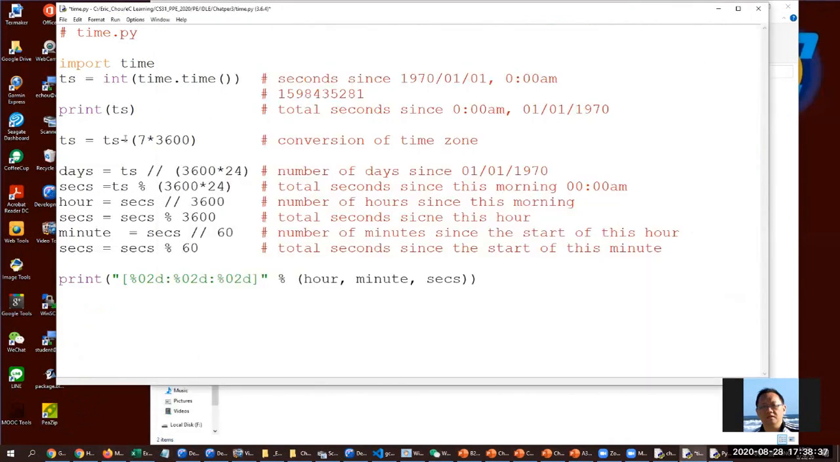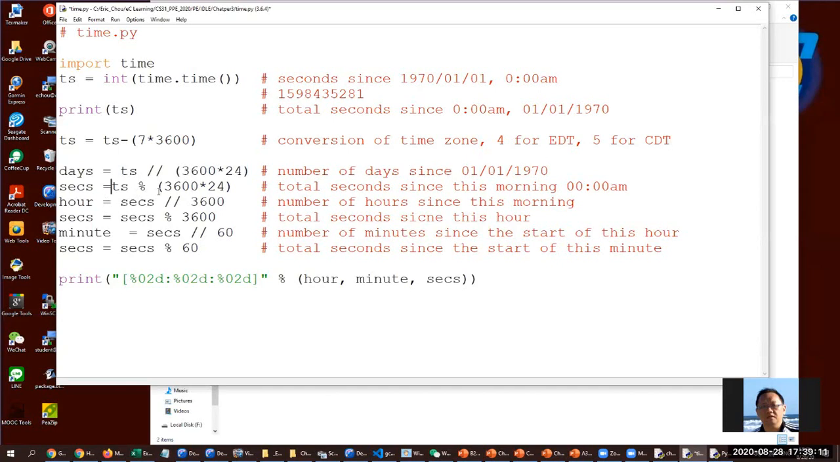So now let me continue. That's adjusting of the time zone. So please use 4 for Eastern Daylight Time, and then use 5 for Central Daylight Time, okay? So that's the total number of seconds from that day, okay? And then I divide it by the number of seconds. That will become the total number of days since that day, right?